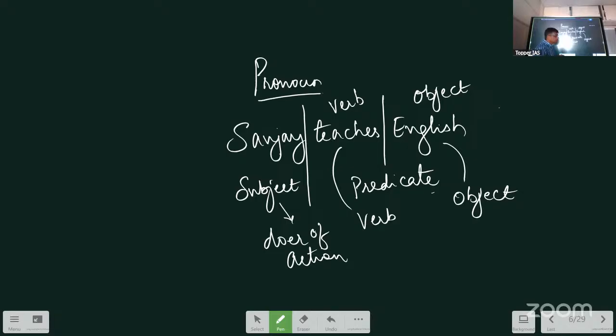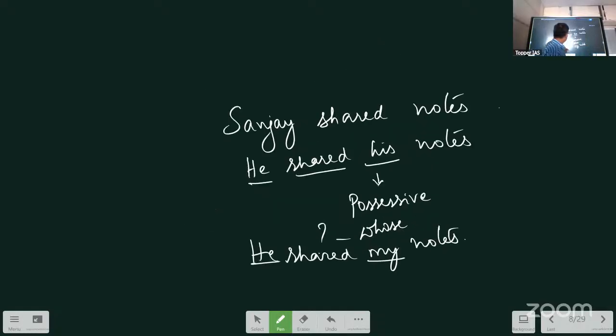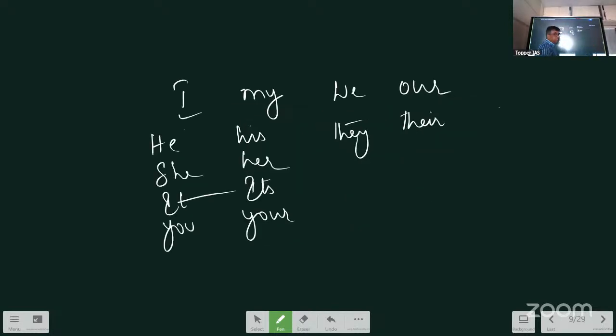Next, we learned about pronouns. When a noun replaces another noun, it is called pronoun. If it replaces a noun in the subject position, it is called subjective pronoun. Correct? Next, if it talks about whose, then it is called possessive pronoun. Next, we learnt about which are the possessive pronouns of which subjective pronoun. I goes to my, he to his, she to her, it to its, you to your, we to our, they to their.